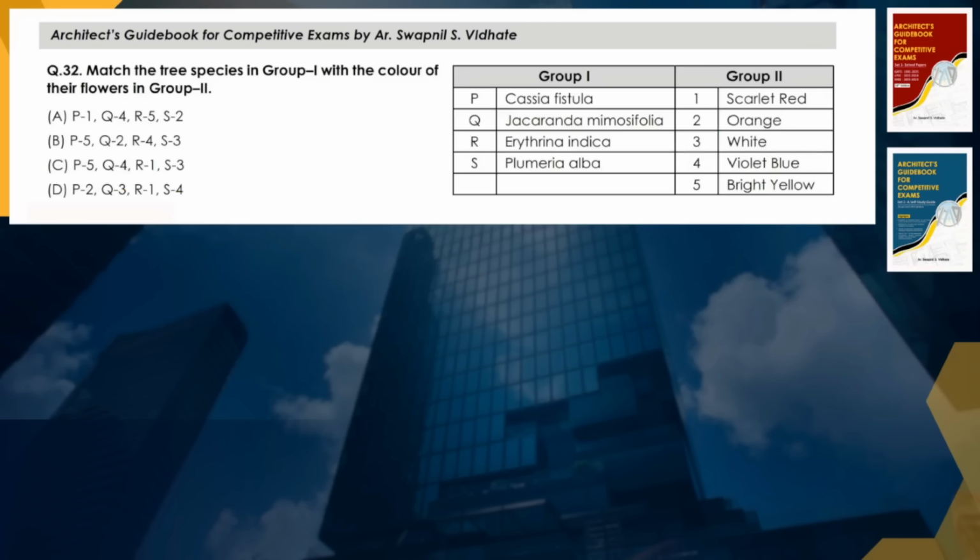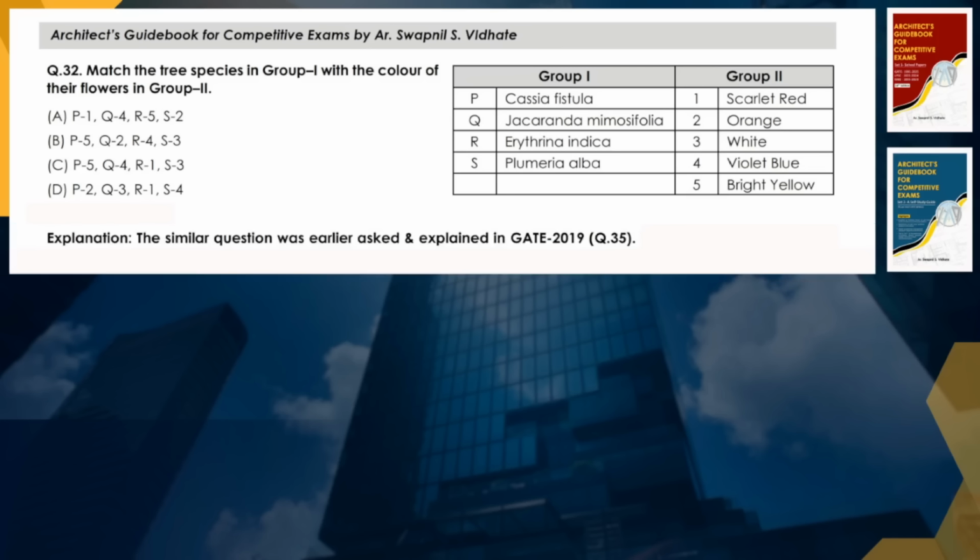Question 32. Match the tree species in group 1 with the color of their flowers in group 2. In group 1 they have mentioned the botanical names, not the common names, and we have to select the correct color of those trees, right? A similar question was asked recently in GATE 2019 at question 35. So you can expect that such questions can be asked in GATE question papers in the coming years.